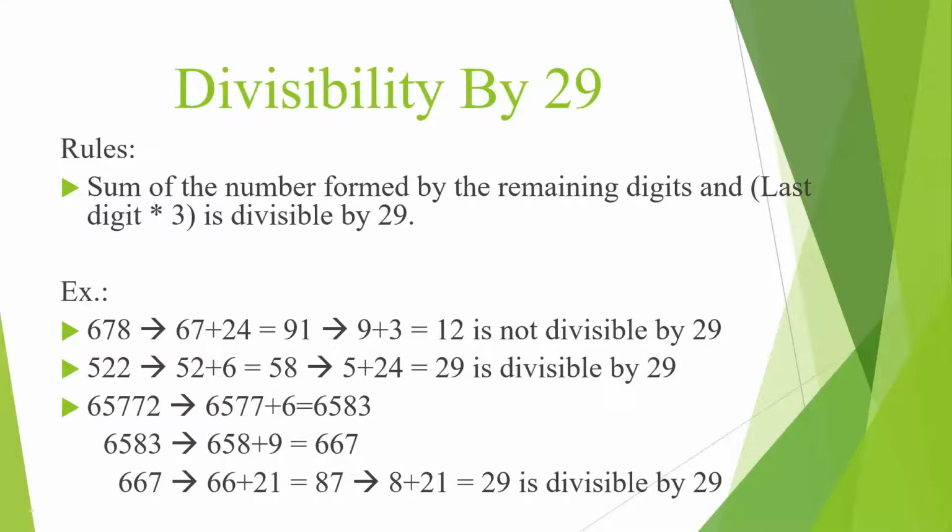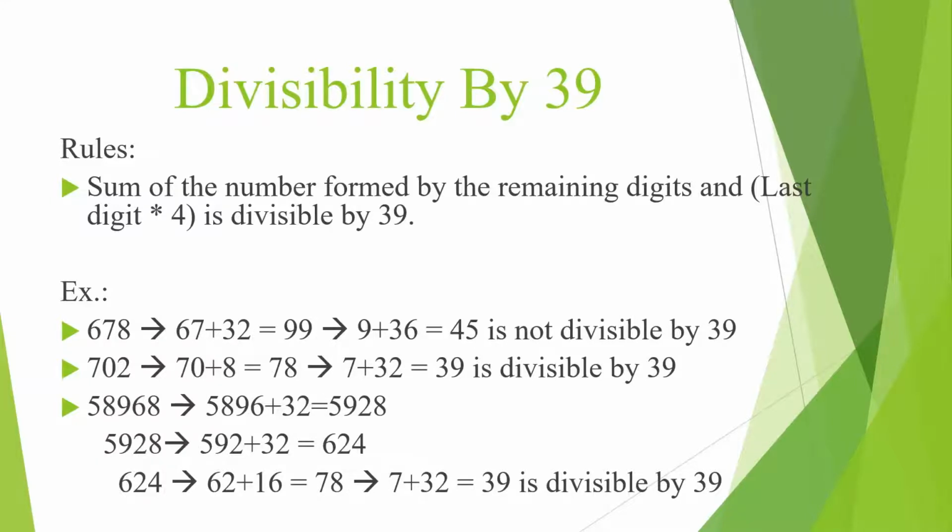Let us reduce it further. Ignore the last digit, we will get 66 plus last digit into 3. 7 into 3 equal to 21. 66 plus 21 equal to 87. Let us reduce it further. Ignore the last digit, we will get 8 plus last digit into 3. 7 into 3 equal to 21. 8 plus 21 equal to 29, which is divisible by 29. So the number 65,772 is also divisible by 29.